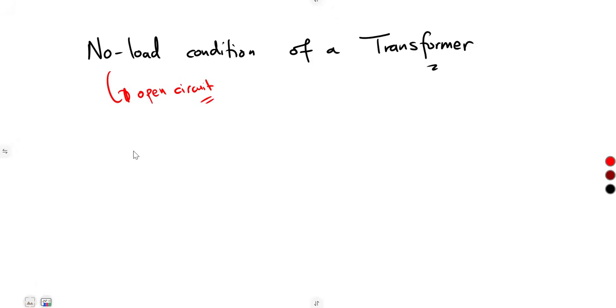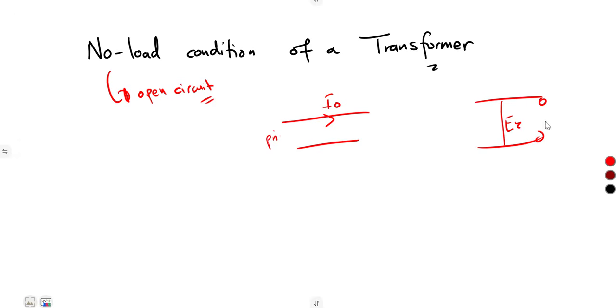During the condition of an open circuit, the secondary winding is left open circuited and the transformer draws a small amount of power from the supply. Remember, you'll be having the no load current from the primary side. On the secondary side, you are going to be having an open circuit. We do not have a load on the secondary side.